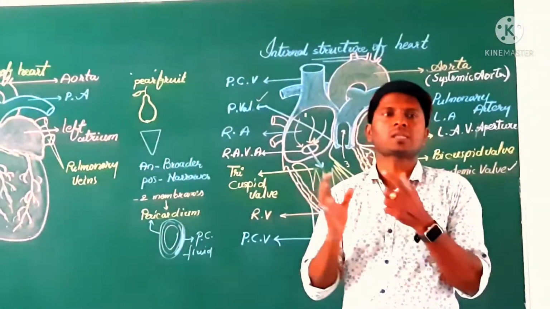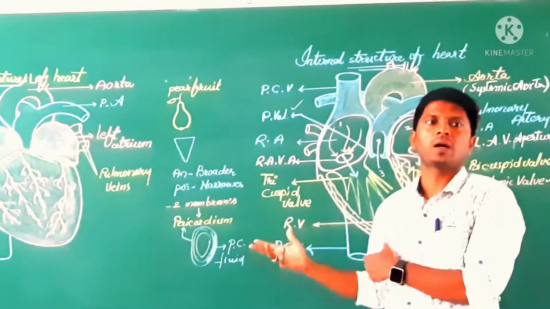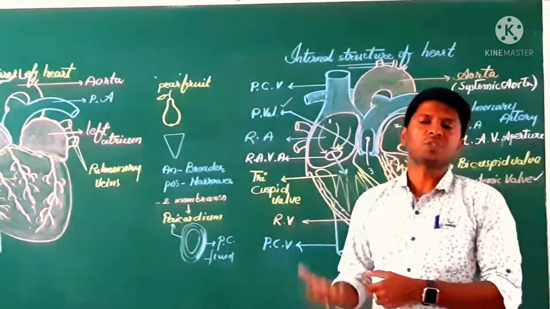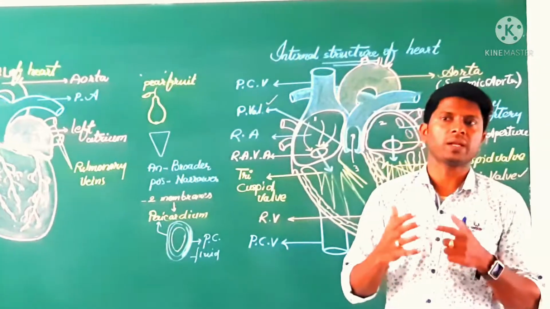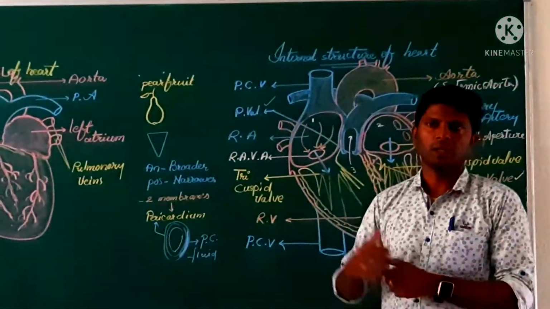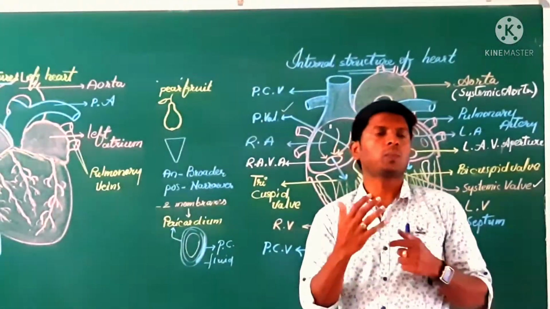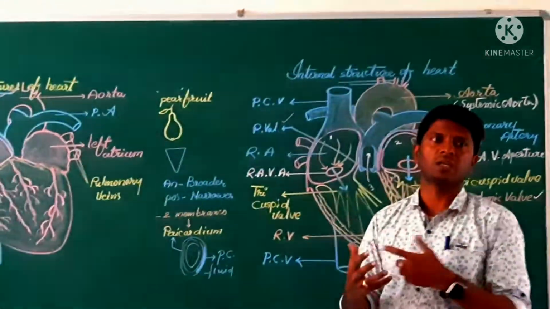Our heart is surrounded by two membranes called the pericardium. Within the pericardium, there is a fluid called pericardial fluid. Pericardium and pericardial fluid both protect the heart from shocks.